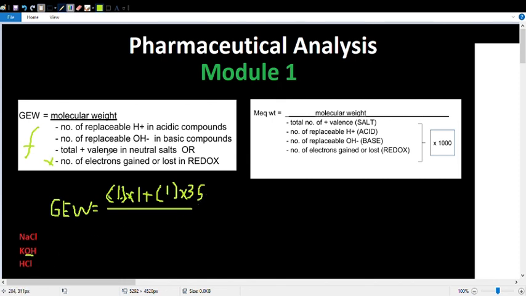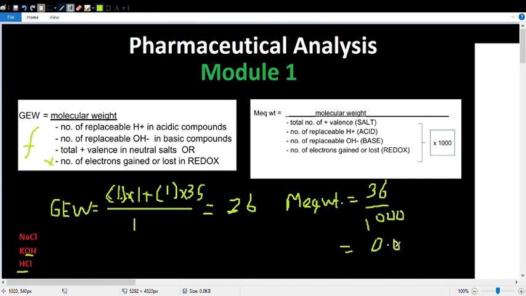Then the factor is the number of replaceable hydrogen ions in acidic compounds. Here there is only one hydrogen, so 1. Let's proceed. 1 times 1 is 1. Then 1 times 35 is 35. So 35 plus 1 is 36. So that's our gram equivalent weight. For our milli equivalent weight, it will be equal to 36 divided by 1,000, which will be equal to 0.036.